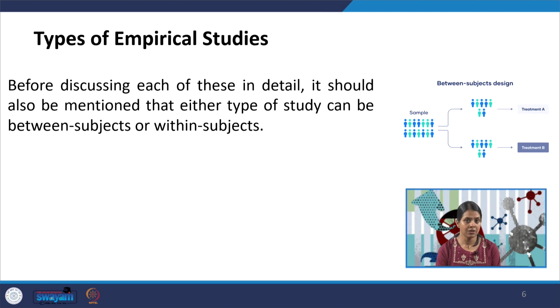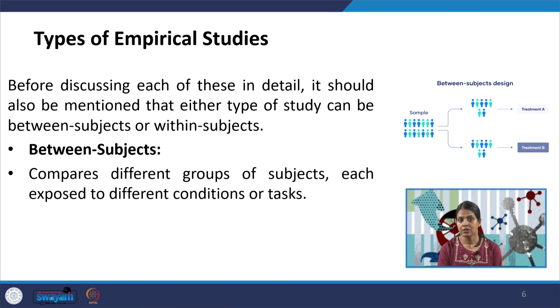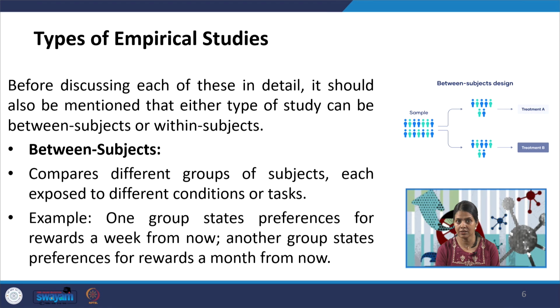Before discussing each of these in detail, it should also be mentioned that either type of study can be between subjects or within subjects. Between subjects experiments compare different groups of subjects, each exposed to different conditions or tasks. For example, one group states preferences for rewards a week from now, another group states preferences for rewards a month from now. So, different groups of individuals are subjected to different kinds of treatments and the results are compared.